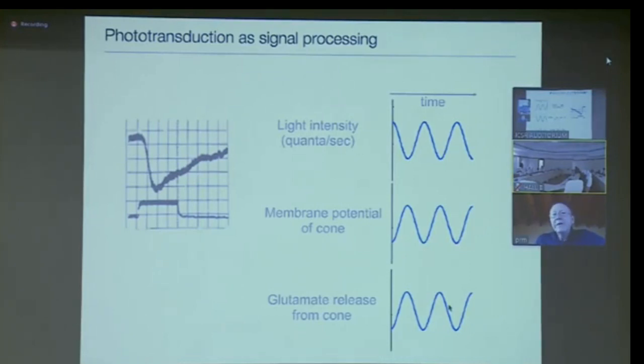So light goes into the receptors and glutamate comes out of the receptors, and now you understand some of the basic function of that process. We won't deal with the fascinating biochemical details that occur, which is this process of phototransduction. We can just treat this as an input-output system.